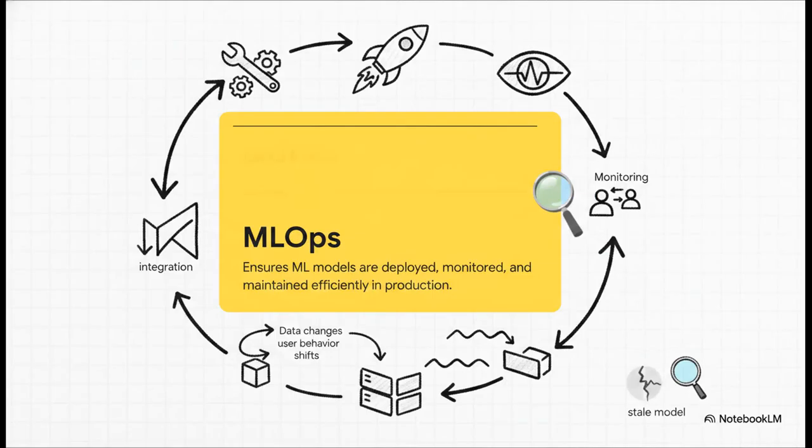But here's the thing, deployment isn't just a one-and-done event. That's where MLOps, or machine learning operations, comes in. Real-world data changes, user habits shift, and models can totally go stale. MLOps is all about the continuous integration, continuous deployment, and constant monitoring required to keep these smart systems running accurately and efficiently for months and years in a live production environment. It's what keeps the whole machine running smoothly.